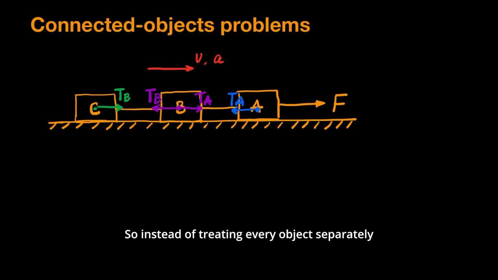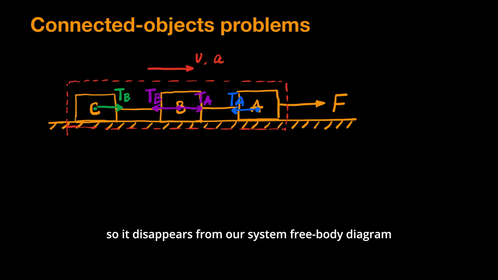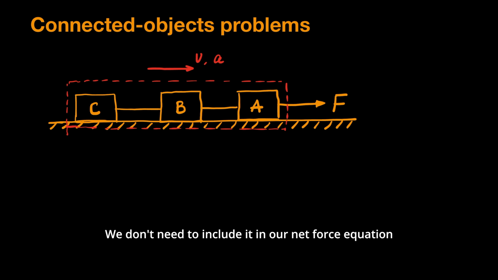So instead of treating every object separately, we can treat them as one system. And once we do that, the tension between the objects becomes an internal force. So it disappears from our system free body diagram. We don't need to include it in our net force equation. And that's what makes these problems much simpler. Let's see how it works.